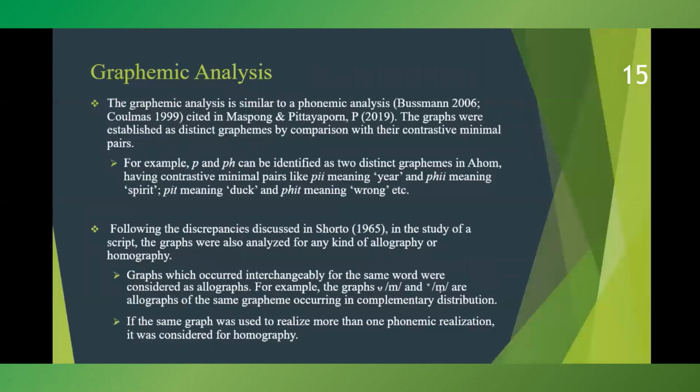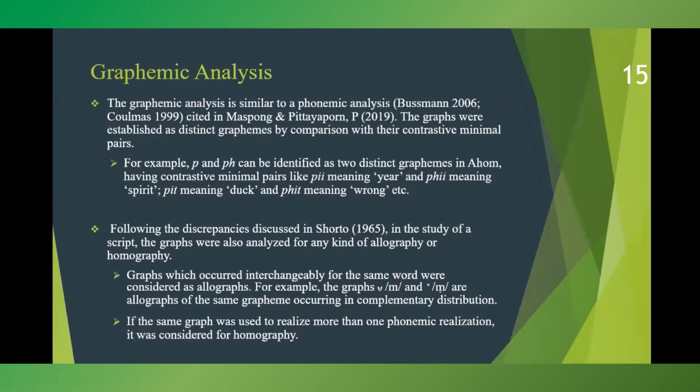Following the discrepancies discussed in Shorto in the study of a script, the graphs were also analyzed for any kind of allography or homography. Graphs which occurred interchangeably for the same word were considered as allographs. Here I would like to give an example from Ahom.